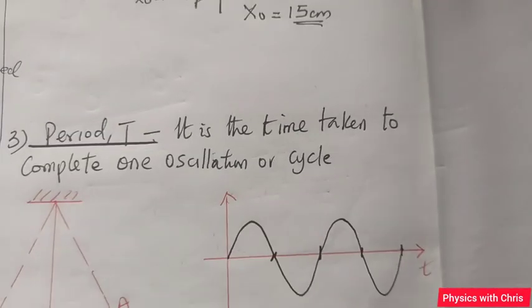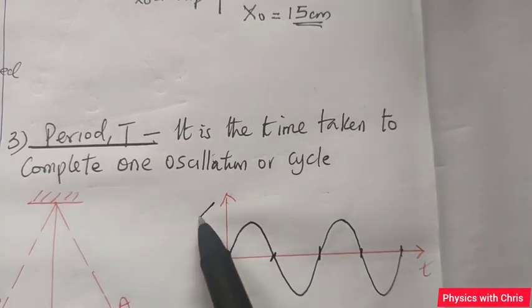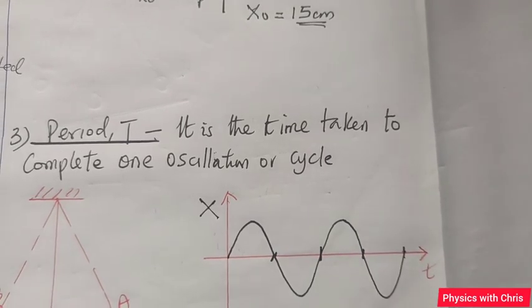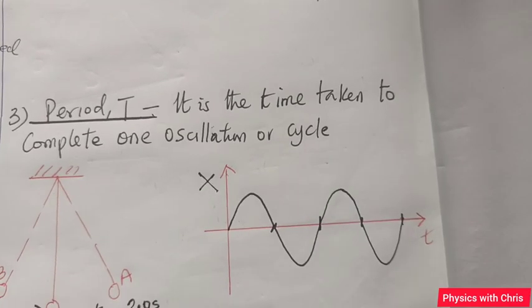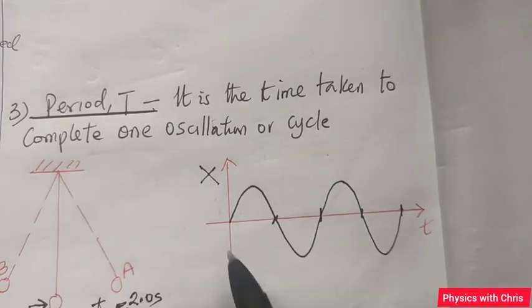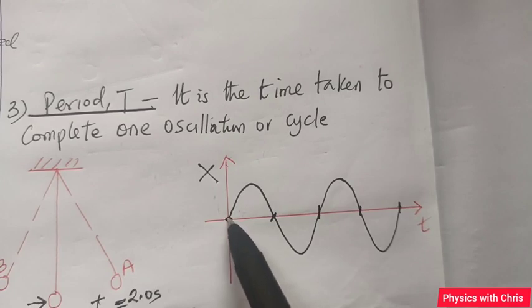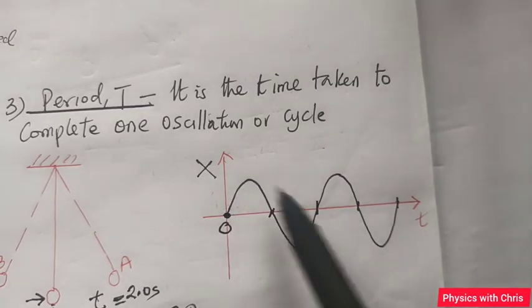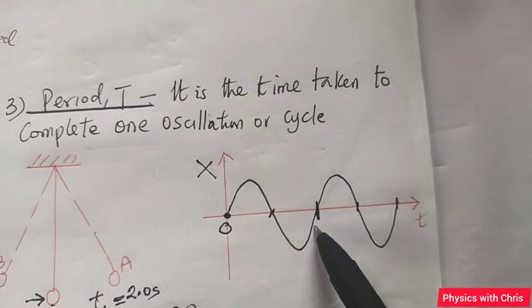Again, you may be asked to find the period of oscillation from the displacement time graph, like you can see here on my paper. How do you determine the period? Period, we say, is the time taken to complete one cycle. If I'm sure that this is the starting point, the center of oscillation, it means that from here to this point here forms one period T.